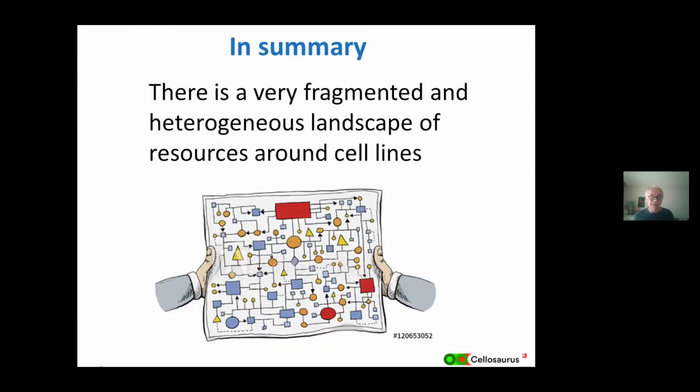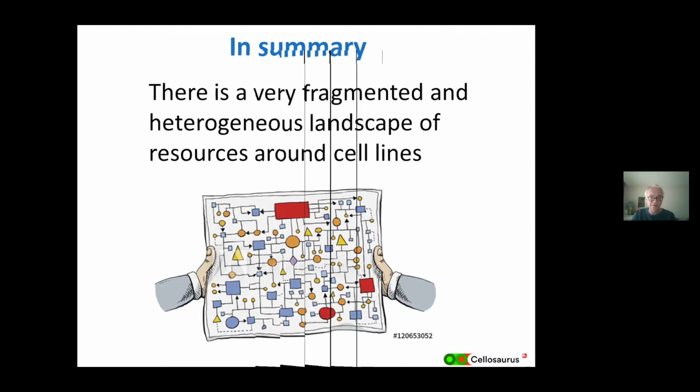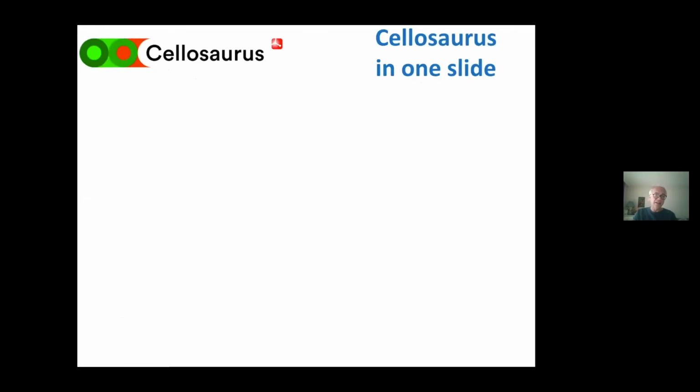So the cell line database landscape is very fragmented. It's really heterogeneous. It goes from things which are just pages of information in cell line collections, to defined ontologies whose scope is not enough to cover everything, to very specialized resources in a lot of different fields. So that leads to Cellosaurus.